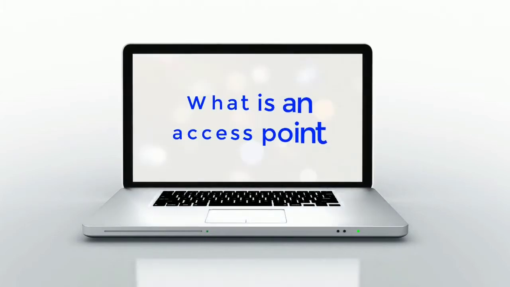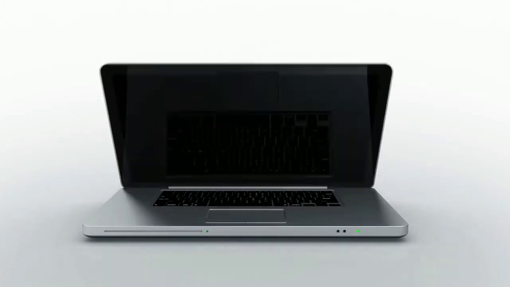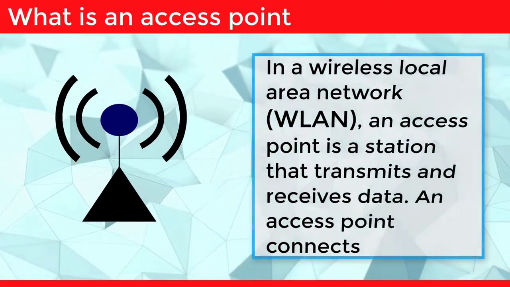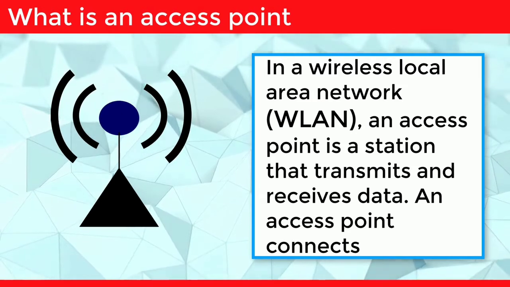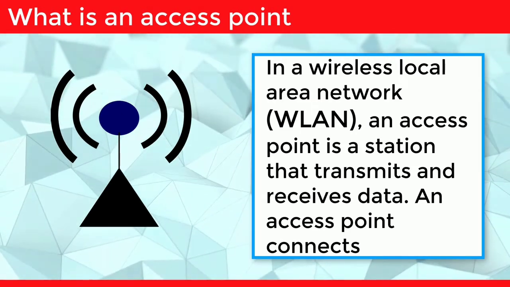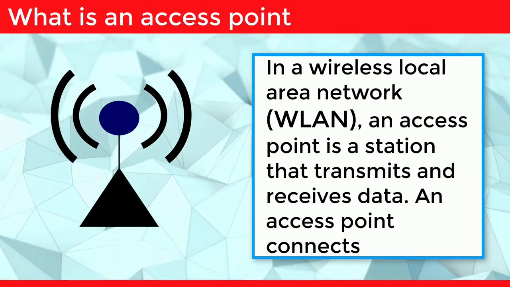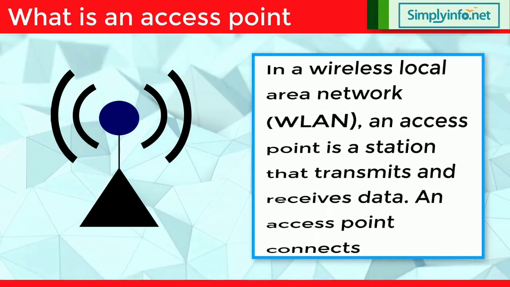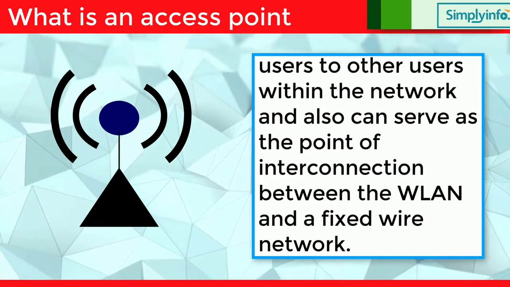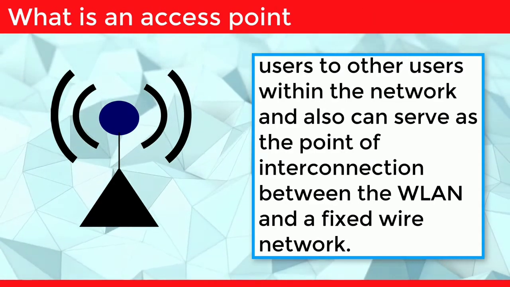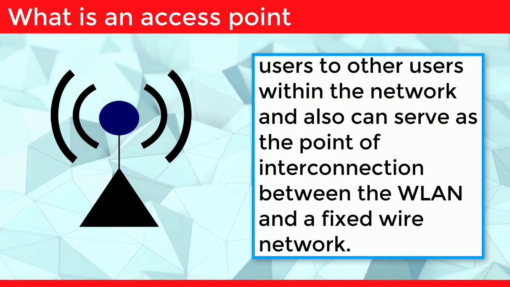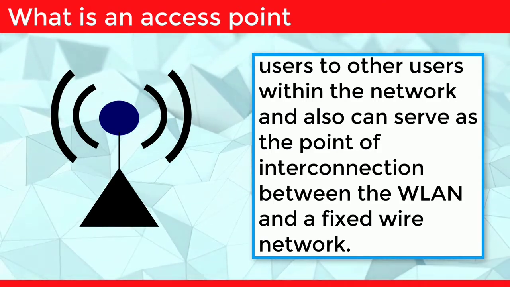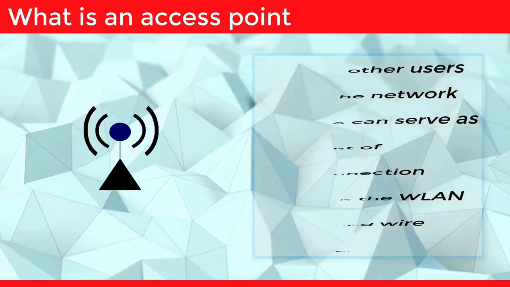What is an access point? In a wireless local area network, WLAN, an access point is a station that transmits and receives data. An access point connects users to other users within the network and can also serve as the point of interconnection between the WLAN and a fixed wire network.